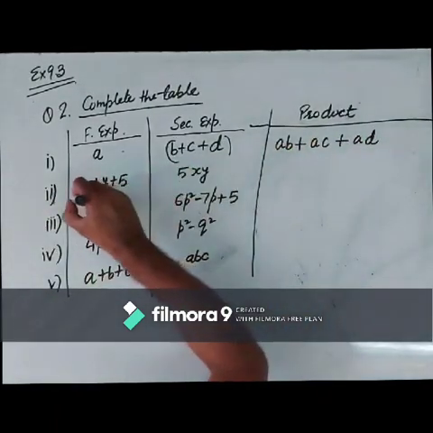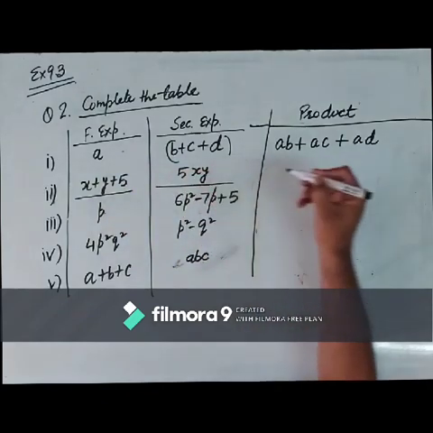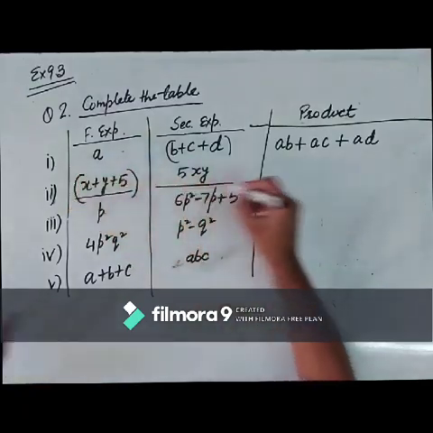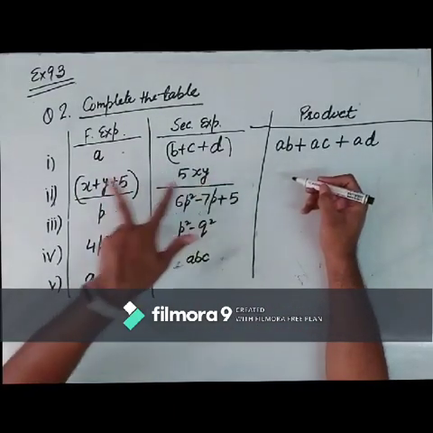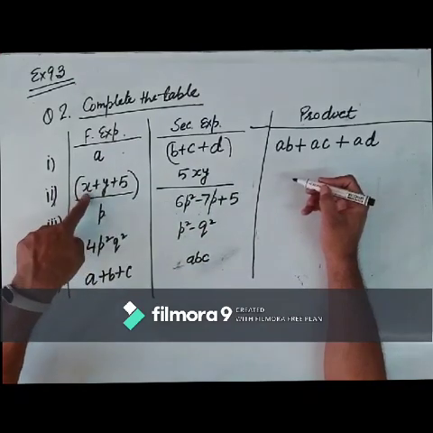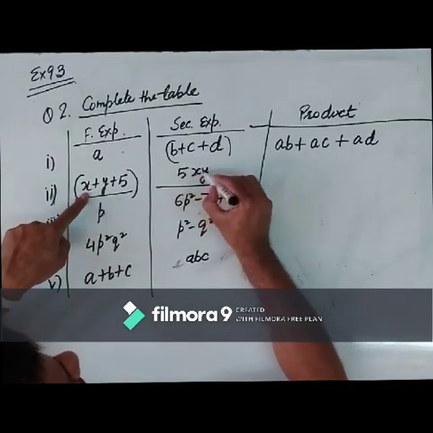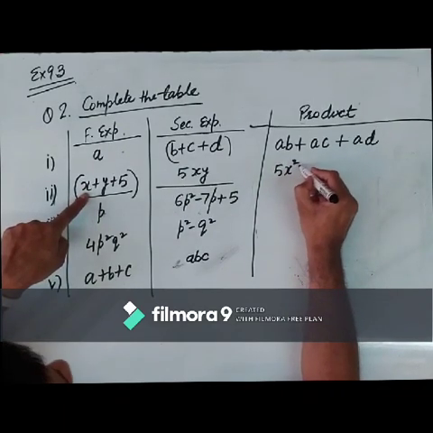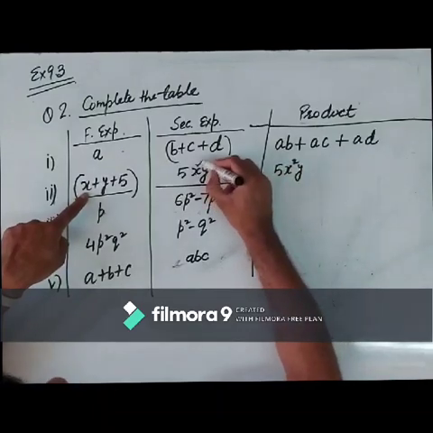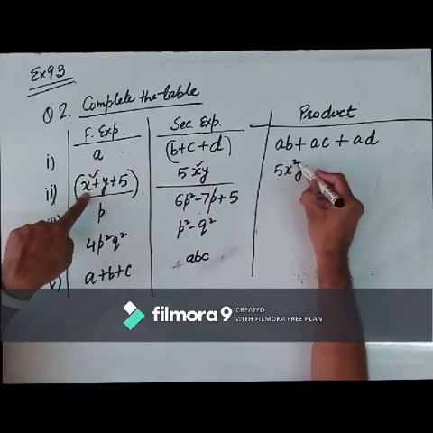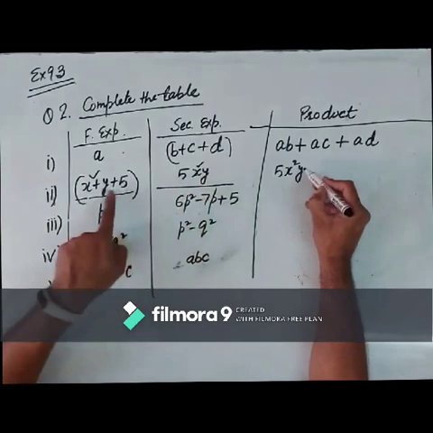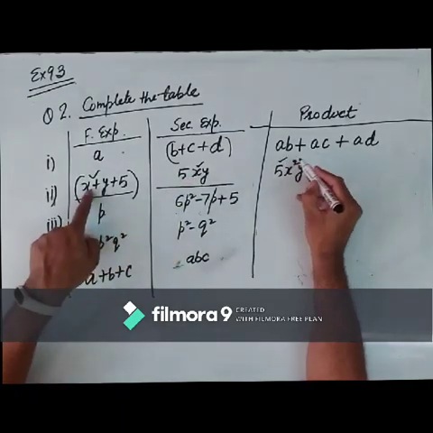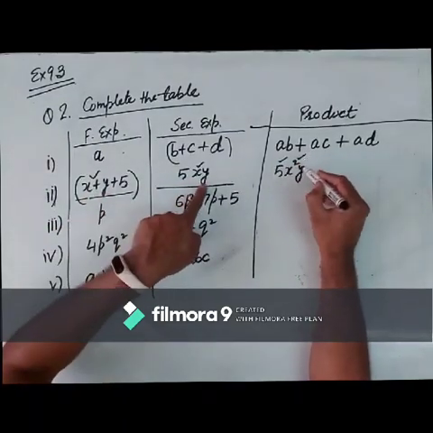The second one is x plus y plus 5 and 5xy. This is a monomial and this is a trinomial. So the trinomial will take the bracket, and 5xy will be multiplied with all three terms. The first term is x multiplied by 5xy. Remember this is 5x square y, because x into x is x square, and the y stays as y.